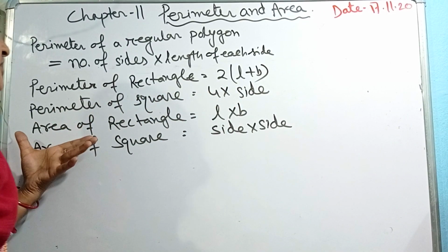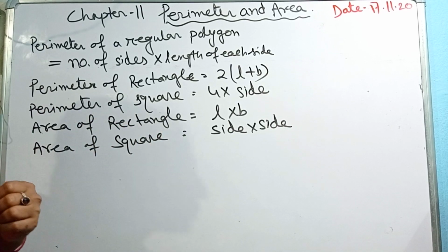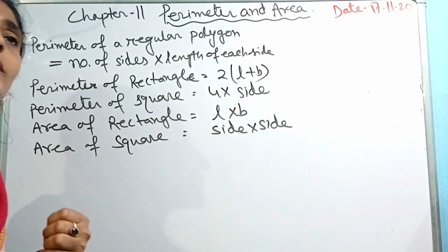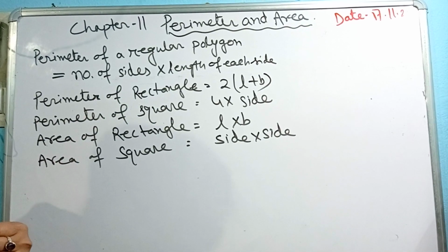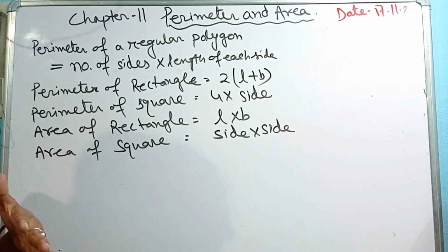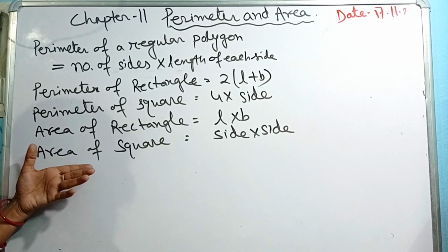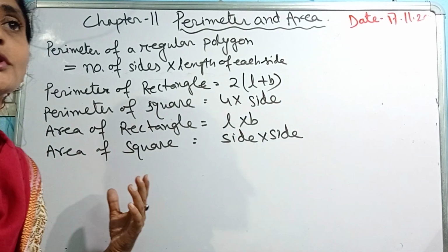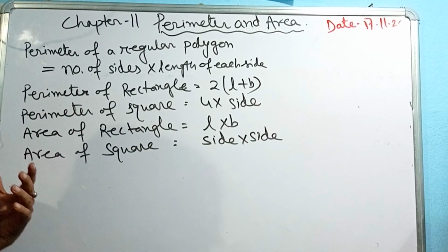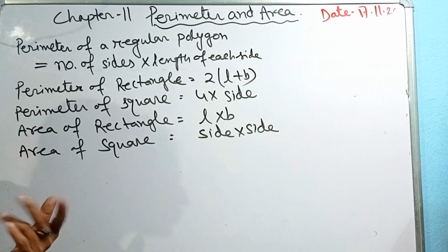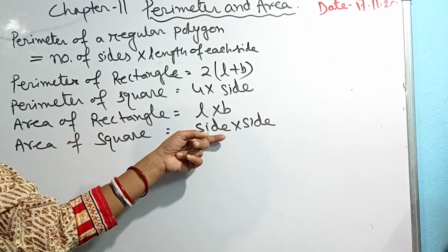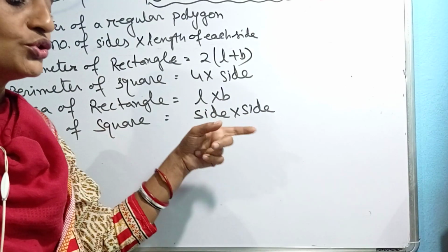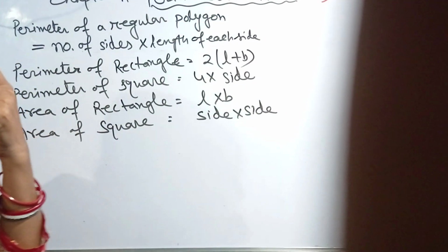Okay, then let's come to the area of a rectangle. We know that the area of a rectangle is length into breadth, and the unit will be square unit. So what will be the area of a square? The area of a square is side into side, in square units. Whatever unit has been given, the result will be in square units, because that unit is multiplied twice. So the unit will always be squared.